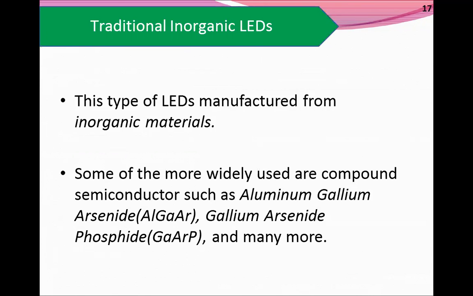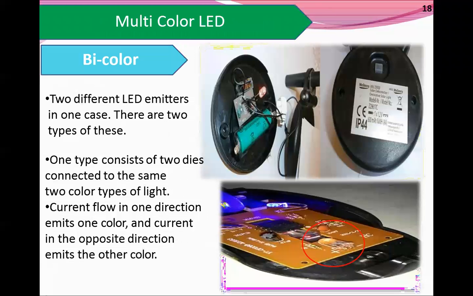So first, traditional inorganic LED. This type of LED is manufactured from inorganic material. Some of the more widely used are compound semiconductors such as aluminum gallium arsenide, phosphide and many more.